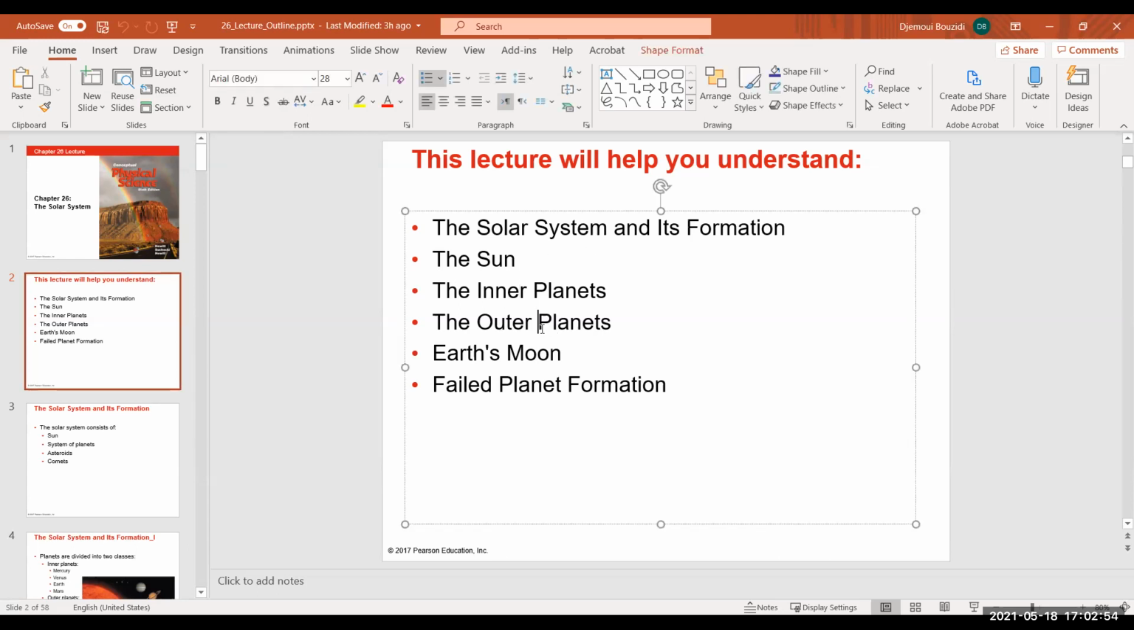I talked about the inner planets and the outer planets in detail. The big difference is that the inner planets are rocky planets and small, and the outer planets are mainly gas, okay? And they are bigger in size. The outer planets have moons, a lot of them. The inner planets do not really have moons.